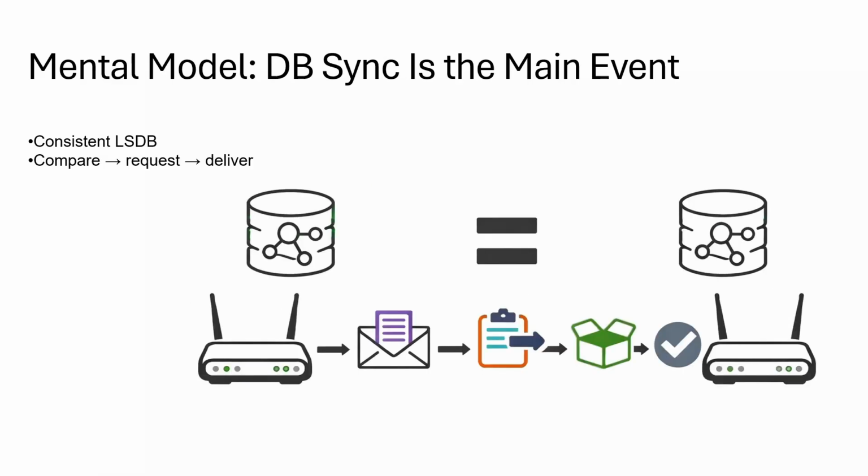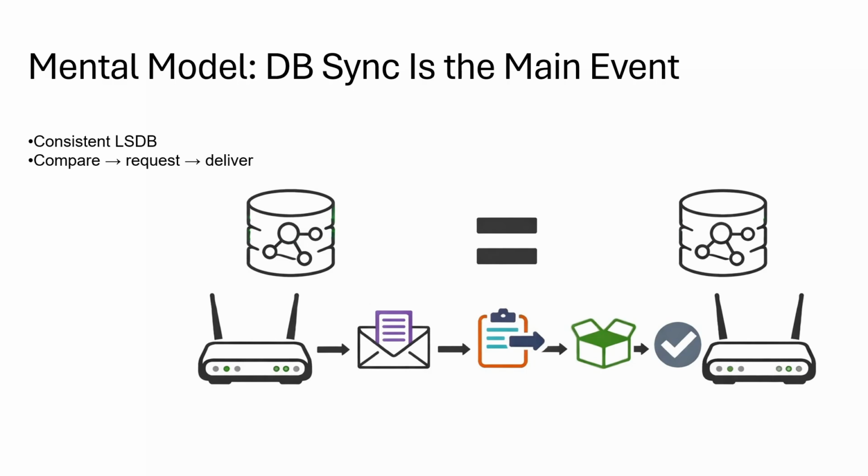Now, here's the mental model for this entire video. OSPF wants routers in the same area to share a consistent LSDB, the link state database. Remember the pipeline from the previous video. Discover each other, decide who becomes adjacent, and synchronize databases. Then both routers can run SPF and build routes.